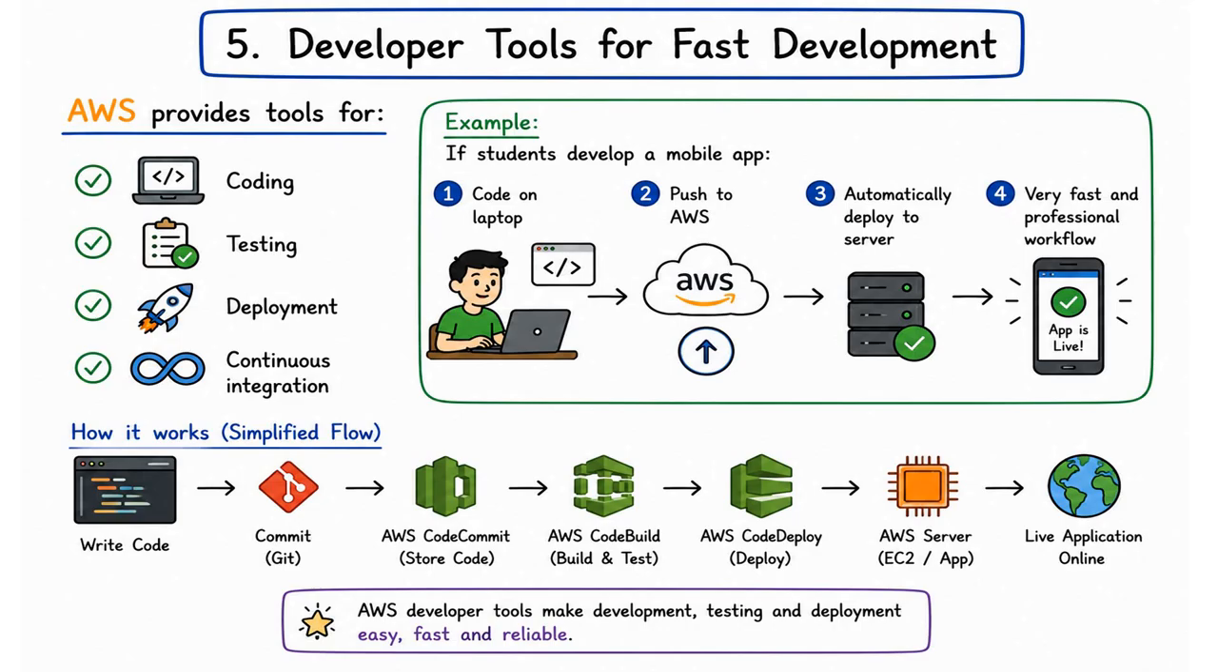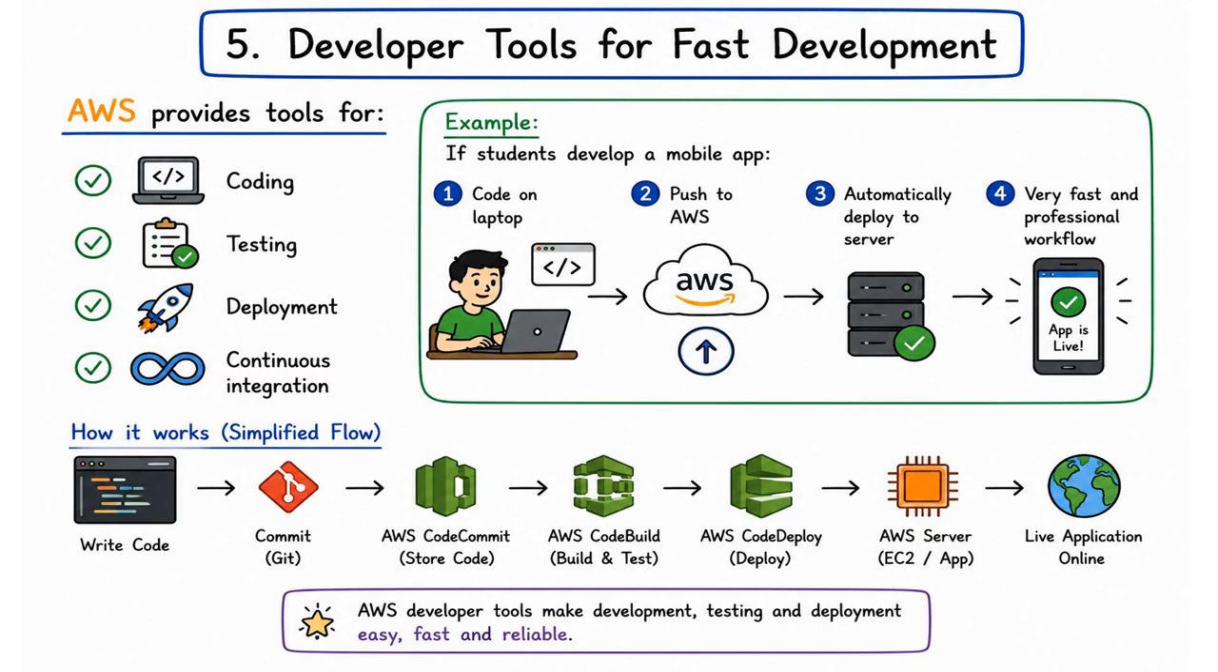And in a traditional workflow, without automation, there will be manual uploads, then manual testing, manual deployment and a higher chance of mistakes. But with AWS, there will be automatic testing, automatic deployment, then faster updates and smoother teamwork. Okay.